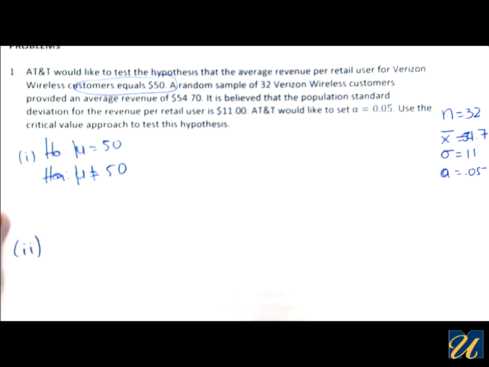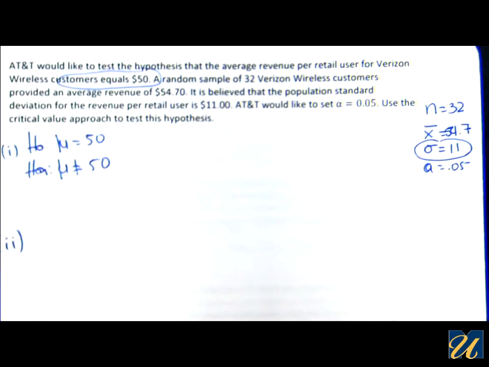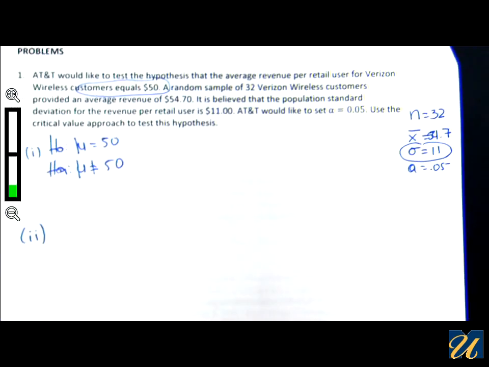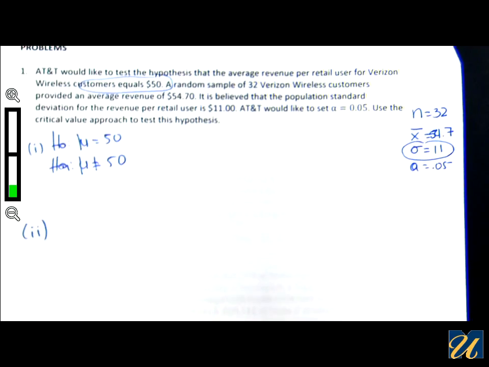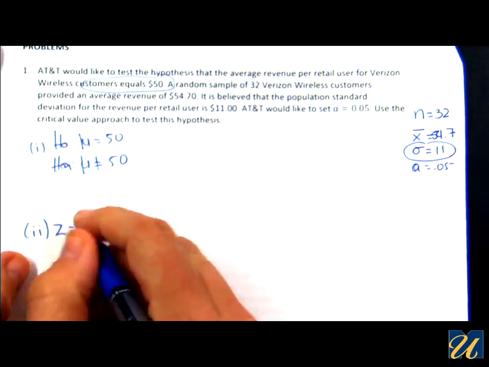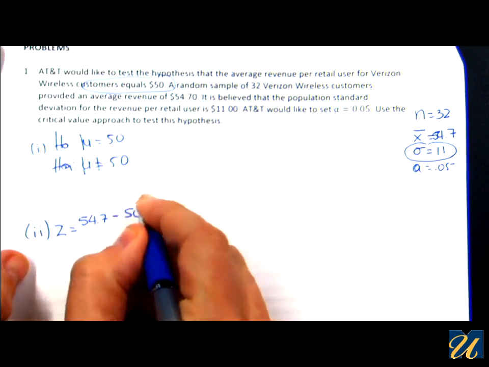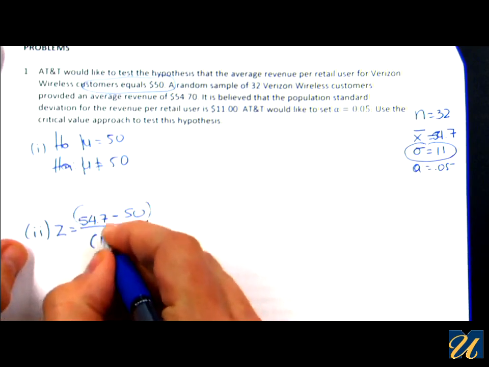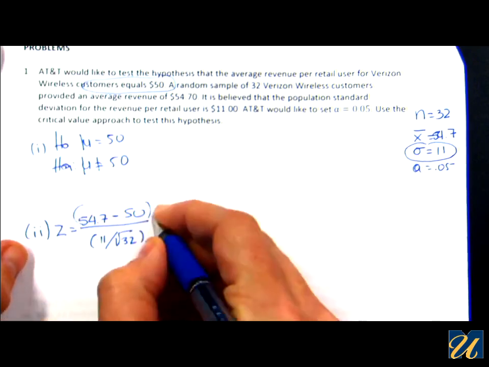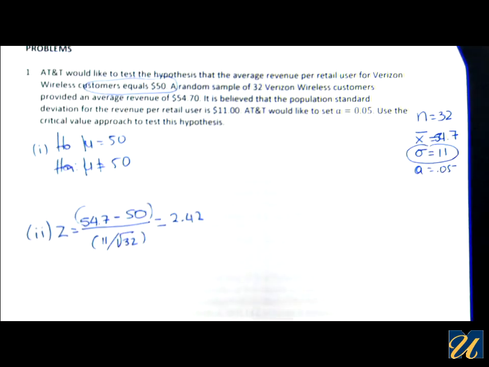Step 2, we calculate the test statistic. Since sigma is given, we are going to have a z test, a z hypothesis test, therefore a z test statistic. So the test statistic would be equal to 54.7 minus 50 over 11 divided by square root of 32. Your test statistic will be 2.42, and once again you can use your graphing calculator for this.